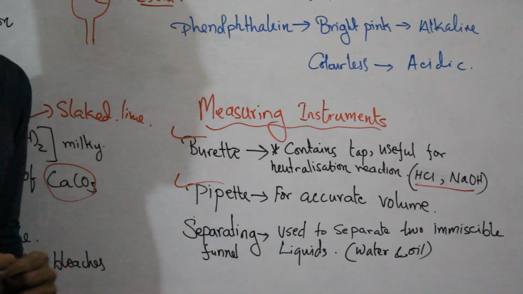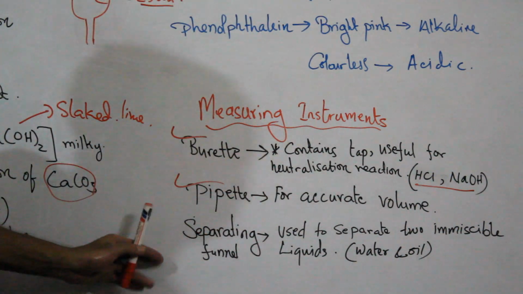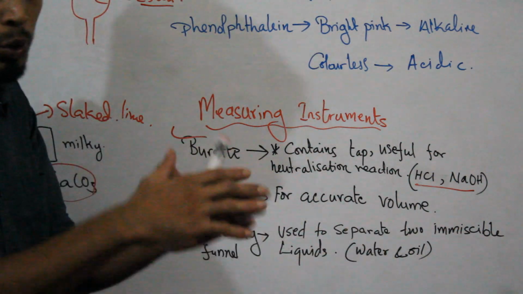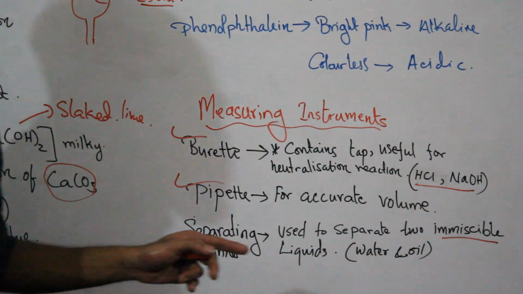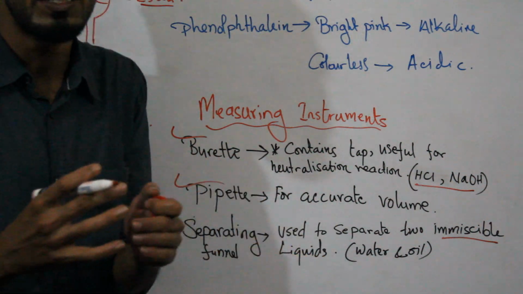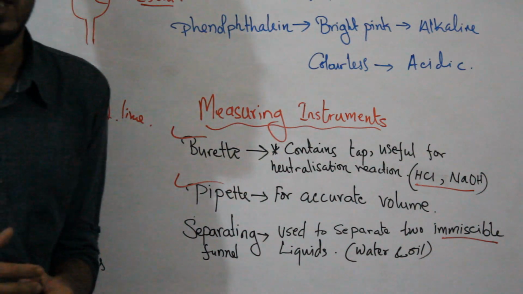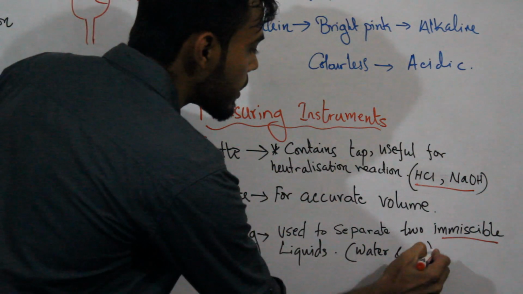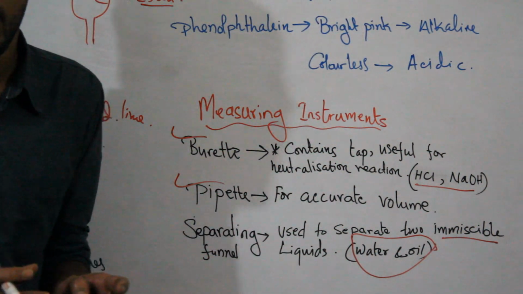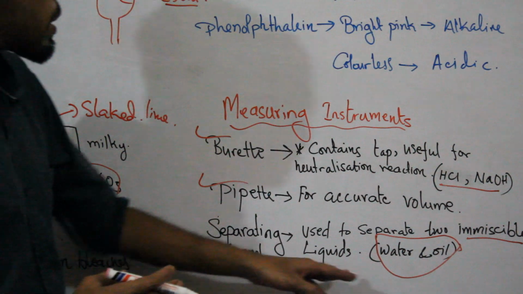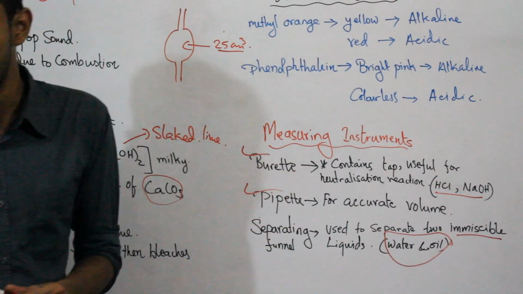I noticed so many doubts among students. What is this separating funnel? Separating funnel is used to separate two immiscible liquids. What is immiscible? Immiscible liquid means two liquids that don't mix with each other. The best example is water and oil. Oil and water, they never mix together. So a separating funnel is used to separate two immiscible liquids. Alright.